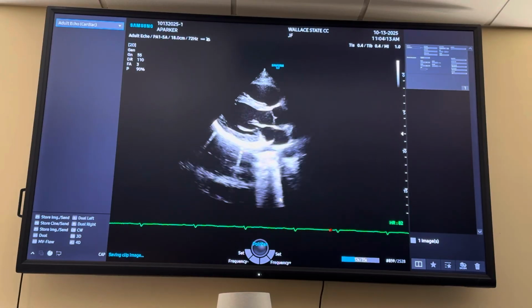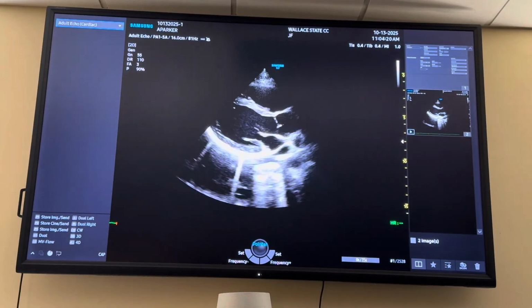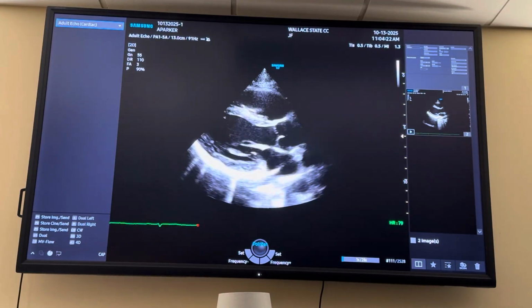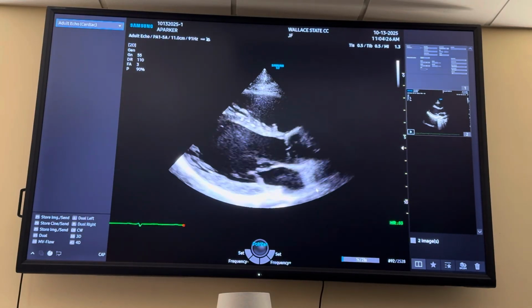So here you're going to do your clip store. Then once you do your clip store at your increased depth, you're going to bring it back in. You want to keep your descending aorta in the picture. You just want to make sure you're not going to increase it too much.